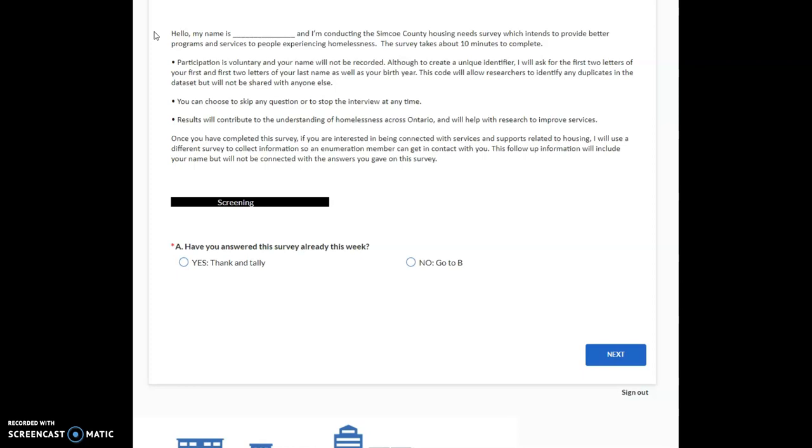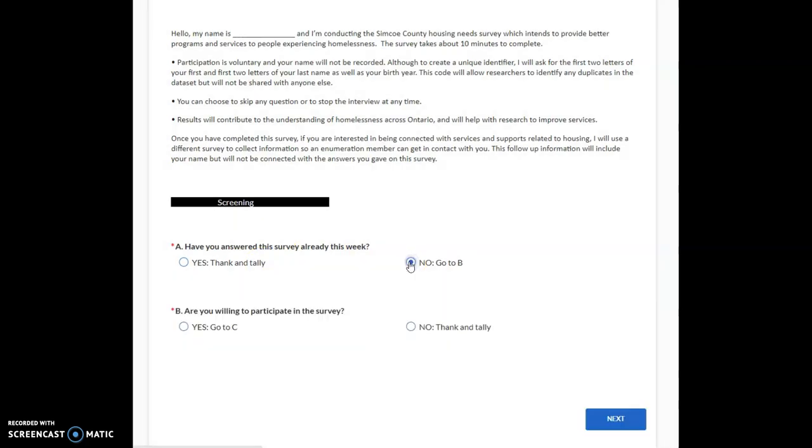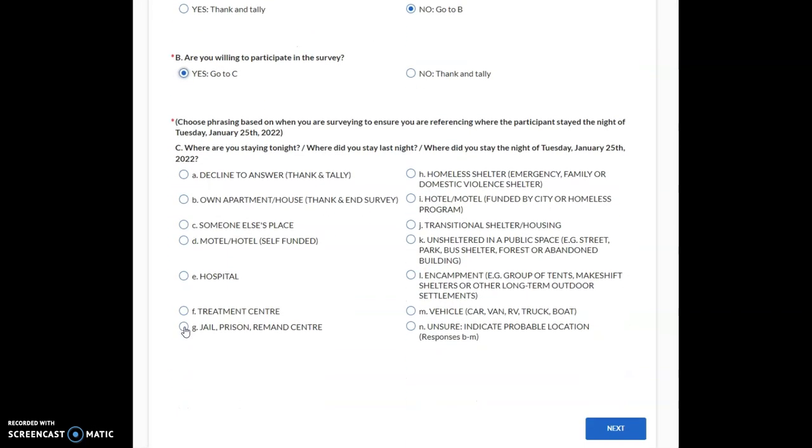So now our first question is, have you answered this survey already this week? And if the respondent answers yes, then you'll go to the tally sheet. But if they say no, then you'll continue on to the next question. So are you willing to participate in the survey? If they say yes, you'll continue. And if they say no, then you'll go to the tally sheet. So we'll say they said yes.